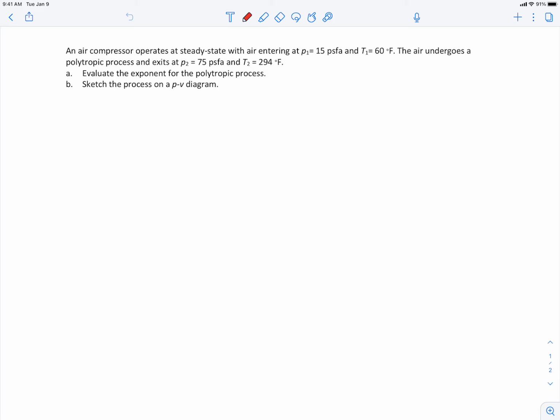Here we're told we have an air compressor operating at steady state with air entering at given pressure and temperature, and then it goes through a polytropic process and exits with a given pressure and temperature. So let's go ahead and sketch this out. Let's say this is our compressor. Here's the shaft driving the compressor, and the air comes in here, call that state 1, and it's going out here, call that state 2.